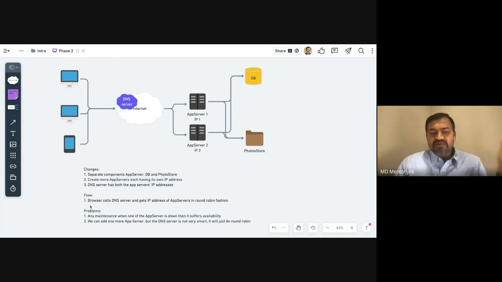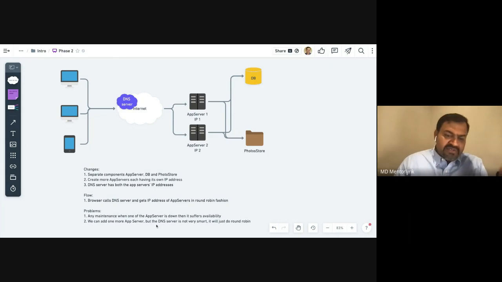Let's see the flow. Very similar again. The browser calls the DNS server, gets the IP address of one of the app servers in round robin fashion, and the request goes. And based on what API it is, it serves from the database or the photo store. Very simple. Better than last time. What are the problems still? Again, when maintenance is done and one of the app servers is down, we are back to the same problem, or if one of them crashes, we are again back to the same problem. So we have some problems, we should have more. That is a hint for sure, right?